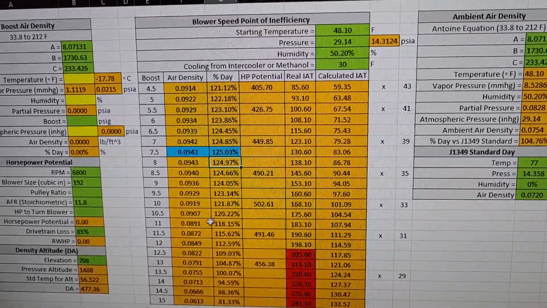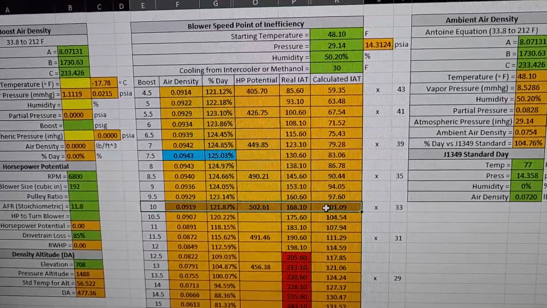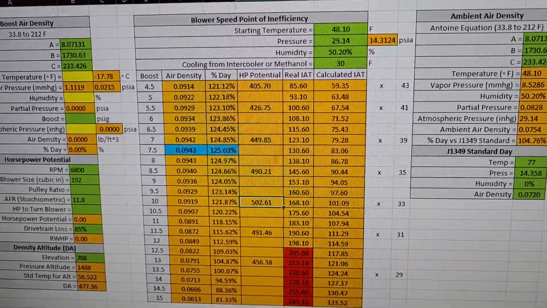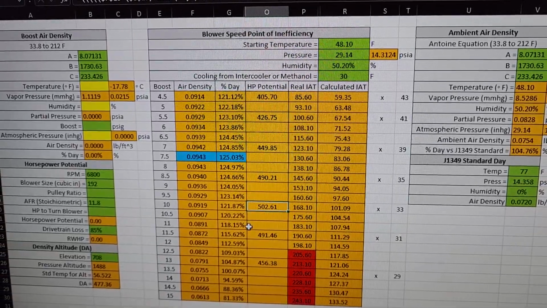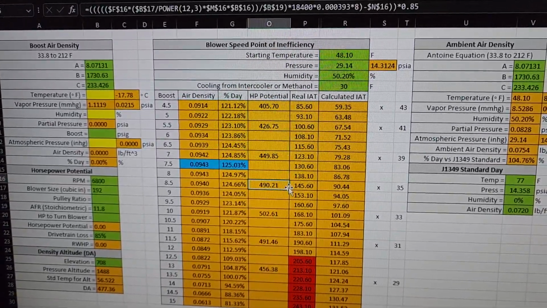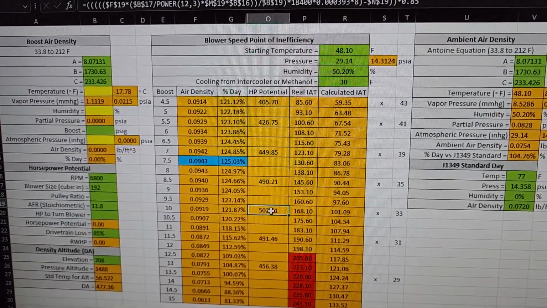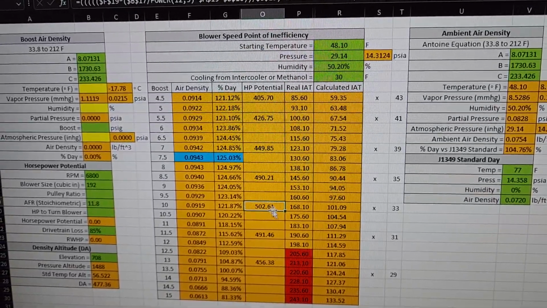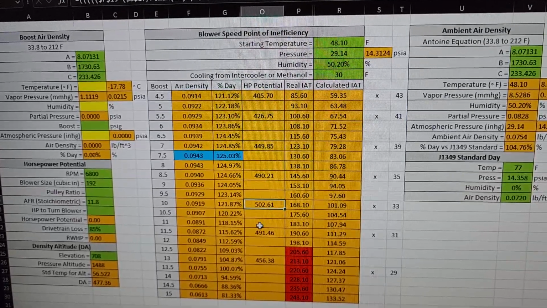So according to this, if I would have ran my 10 pound of boost pulley that day, my goal for Old Red is to make 500 rear wheel horsepower. So I'm going to go to the dyno on a day that I have similar air density and run my 10 pound boost pulley, and I should be able to get 500 horsepower. So it's going to be close. Obviously this is not exact, but it's pretty dang close.